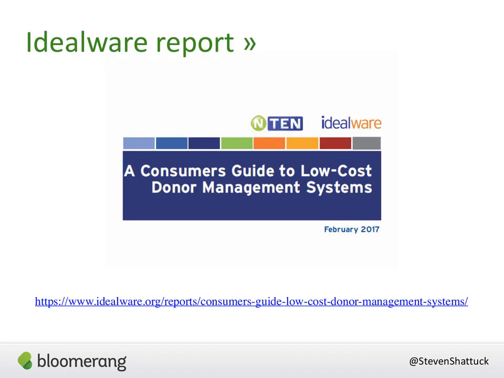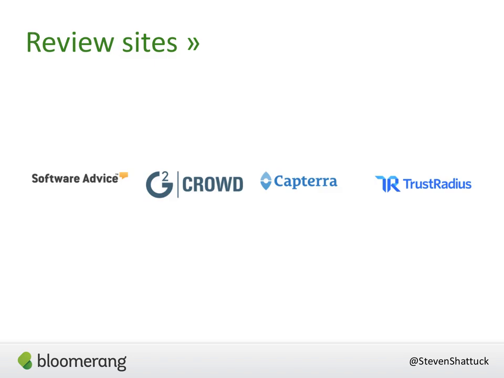I'll breeze through these things for the sake of time, but check out the N10 Idealware report. That's a really comprehensive third-party look at all of the major providers in there. There's really no sugarcoating any of them. They give you a really honest look at all of the providers, including Bloomerang. I like to go to that first. It's impartial. It's third-party. It's fair and balanced. Check that one out because you'll get a good sense of what everyone can do.